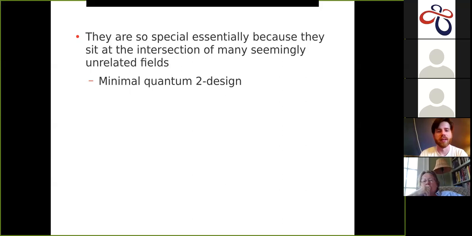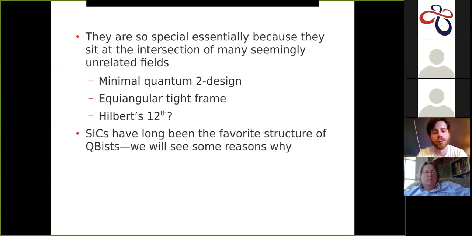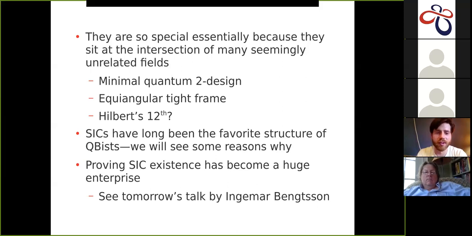Some things that SICs are: they are a minimal quantum two-design, they are an equiangular tight frame. There's actually a relation to Hilbert's 12th unsolved problem that has cropped up in people's attempts to prove that SICs exist in all dimensions. So that was the skeleton in the closet. I didn't tell you in the previous slide, but SICs are not known to exist in all dimensions, although I think it's fair to say that the opinion of literally everyone who works on them is that they do exist in all dimensions. And we do know that they exist in an incredibly large number of finite dimensions, up to around 180 or something, almost inclusive. They've long been the favorite structure of QBists, and we will see some reasons why.